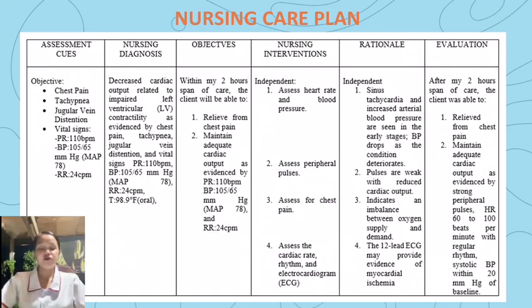And for the evaluation, after my 2-hour span of care, the client was able to, first, be relieved from chest pain. Second, maintain adequate cardiac output as evidenced by strong peripheral pulses, heart rate of 60 to 100 beats per minute with regular rhythm, and the systolic BP within 20 millimeters of mercury of baseline.